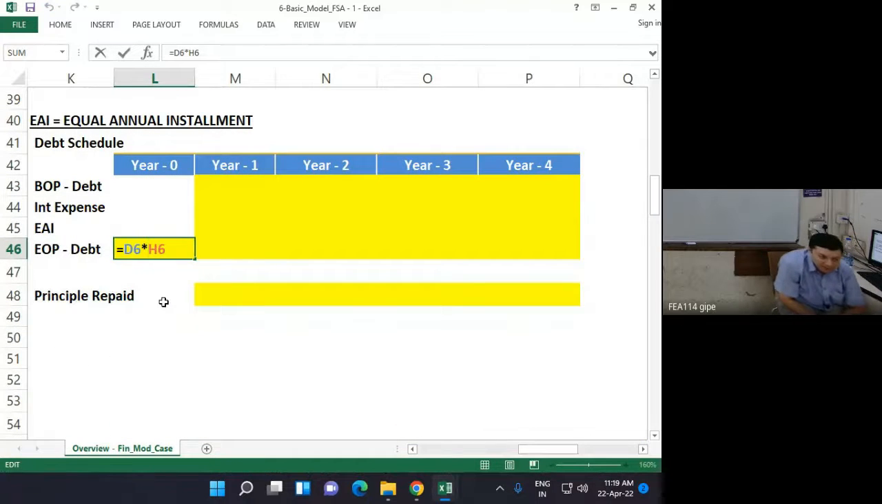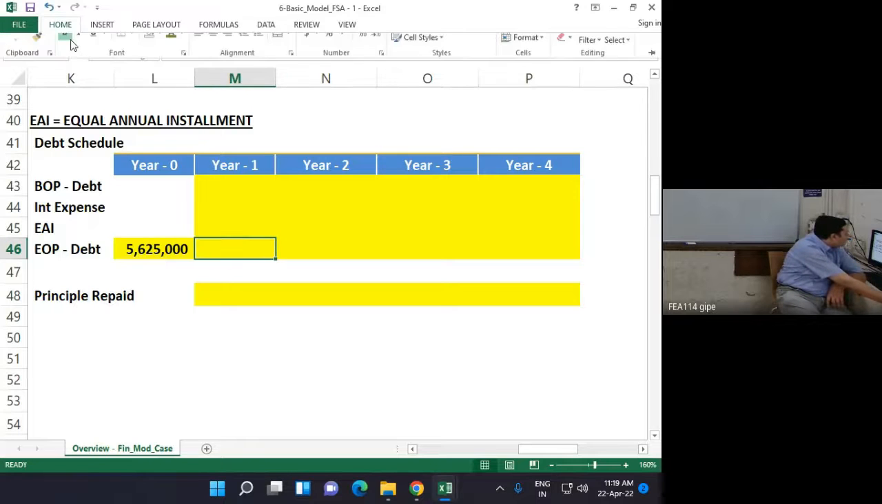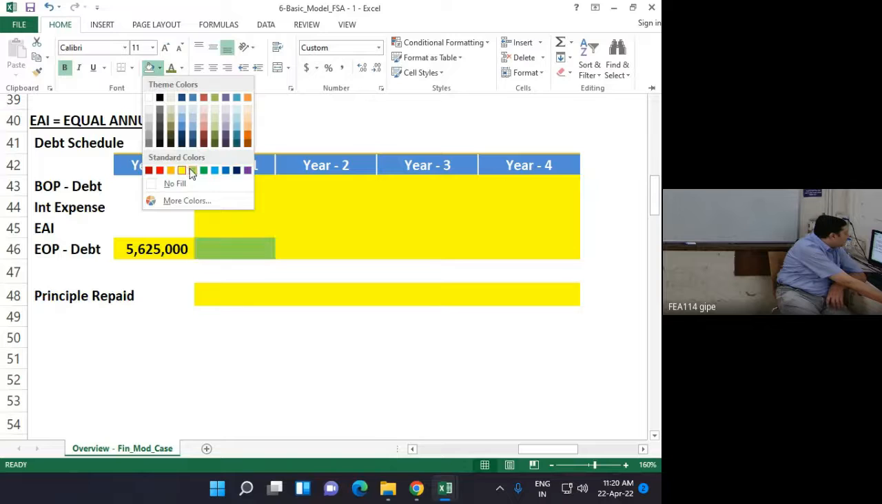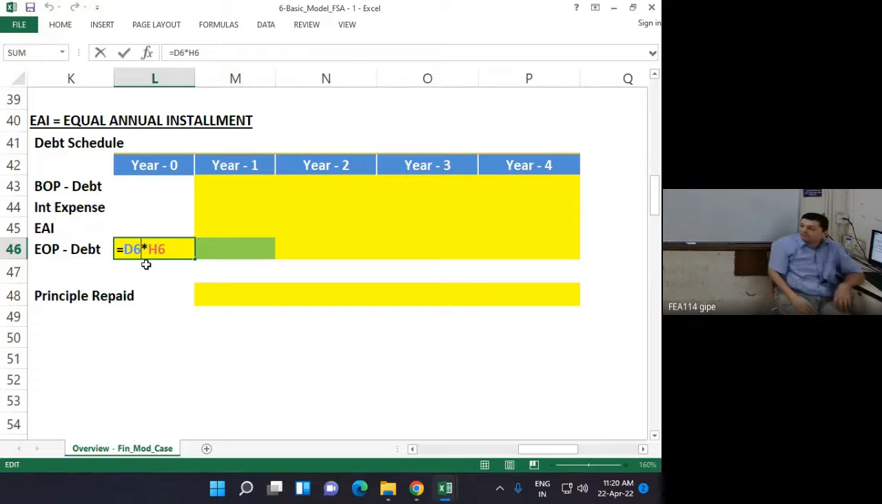Debt is to be repaid in 4 equal annual installments. Rate of interest is 10%. Use all the other data and complete the schedule. Tell me the EOP debt for next year. Calculate and tell me the first year EOP debt. How are you going to build it? Refer back to that amortization schedule. End of period, closing balance; opening balance BOP, closing balance EOP.